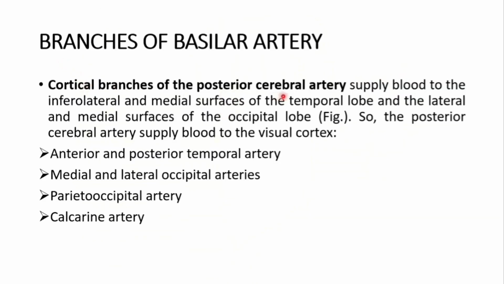Cortical branches of the posterior cerebral artery supply blood to the inferolateral and medial surfaces of the temporal lobe and the lateral and medial surfaces of the occipital lobe. So the posterior cerebral artery supplies blood to the visual cortex. Anterior and posterior temporal arteries, medial and lateral occipital arteries, the parieto-occipital artery, and the calcarine artery are the branches.